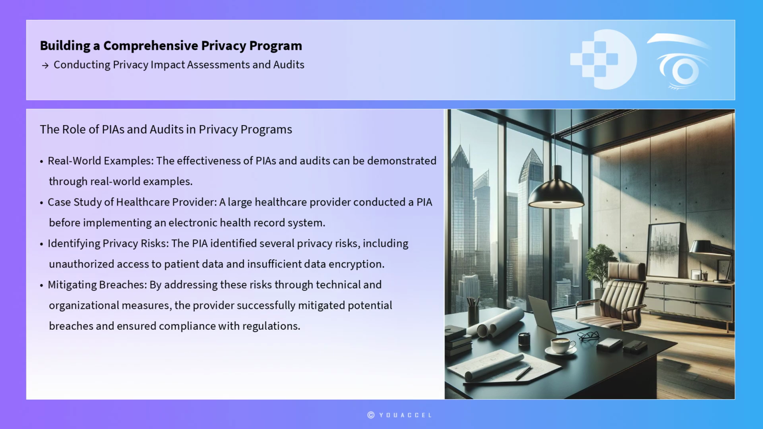The effectiveness of PIAs and audits in enhancing privacy programs can be demonstrated through real-world examples. Consider the case of a large healthcare provider that conducted a PIA before implementing an electronic health record system. The PIA identified several privacy risks, including unauthorized access to patient data and insufficient data encryption. By addressing these risks through technical and organizational measures, the healthcare provider successfully mitigated potential breaches and ensured compliance with healthcare privacy regulations.